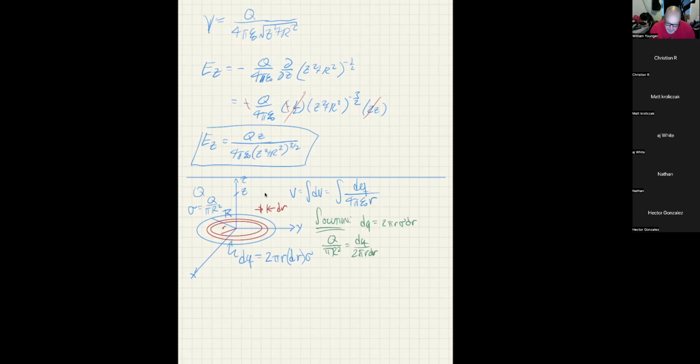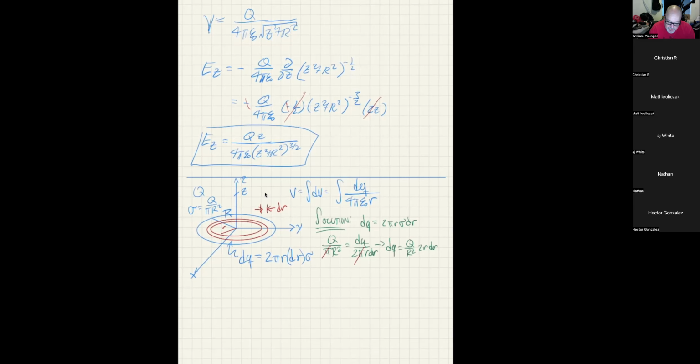And you don't even have to use the sigma. You can say that, notice this pi is going to cancel out right here. And this will give you that dq is equal to, let's say, Q over r squared times 2r dr.